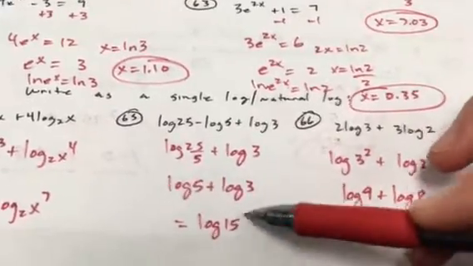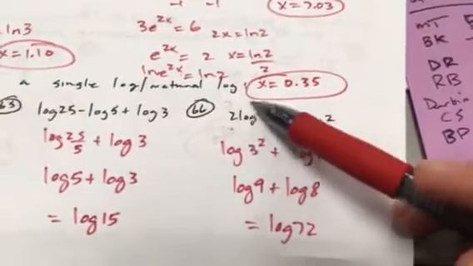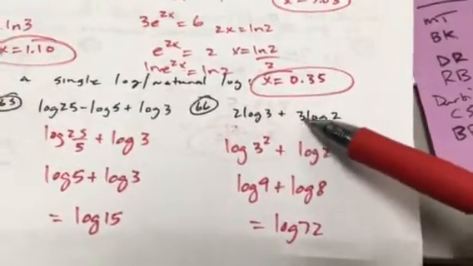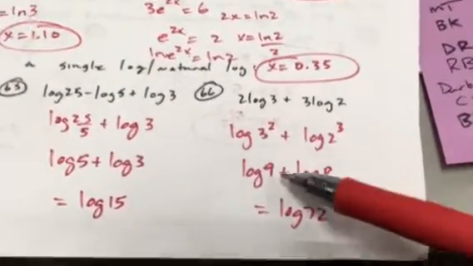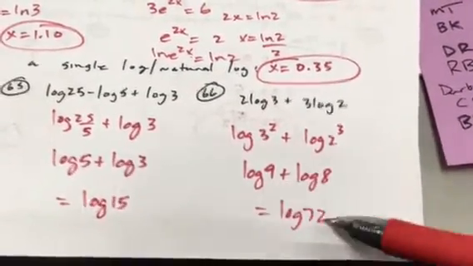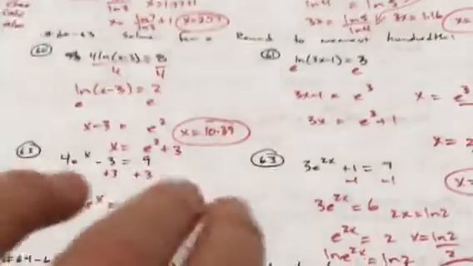Addition means multiplication. Number on the outside, put it as an exponent. Log 3 to the 2nd plus log 2 to the 3rd. So log 9 plus log of 8, addition means multiplication. 9 times 8, 72. Folks are doing great. Here I meant to put in equals x.